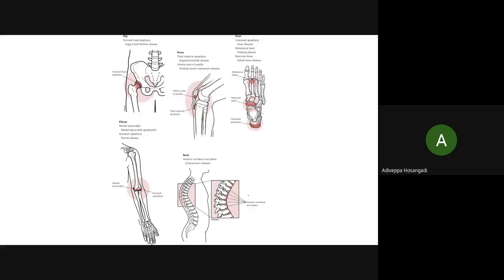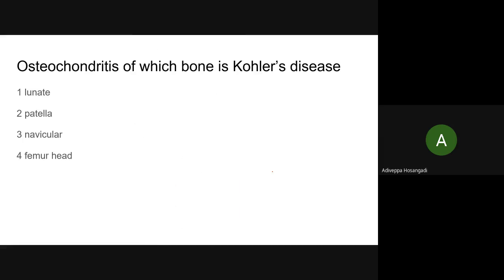This was one more diagram. It is a little complicated. Will not go there. Okay. Osteochondritis of which bone is Kohler's disease? If somebody can recollect from the mnemonic, you will be able to say. Otherwise, if you have already read, you will be able to answer this. Navicular bone.